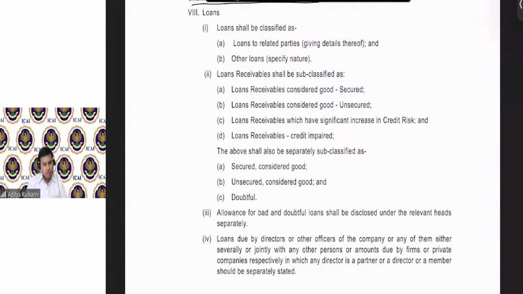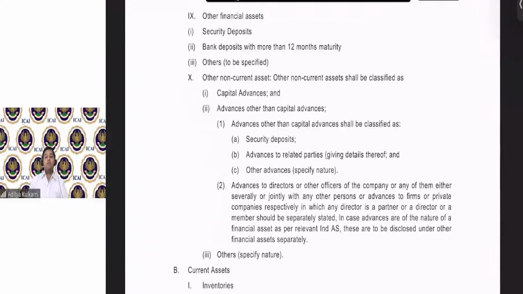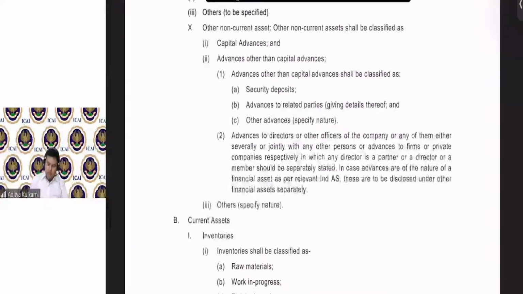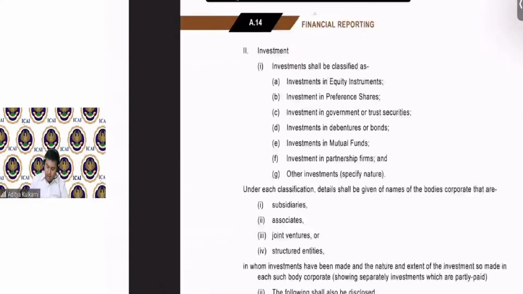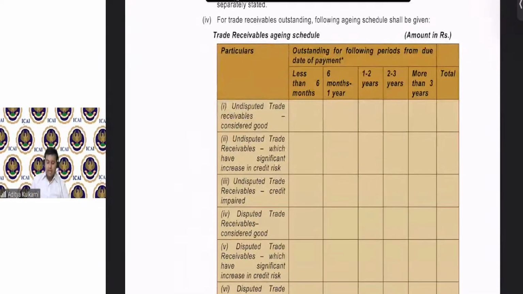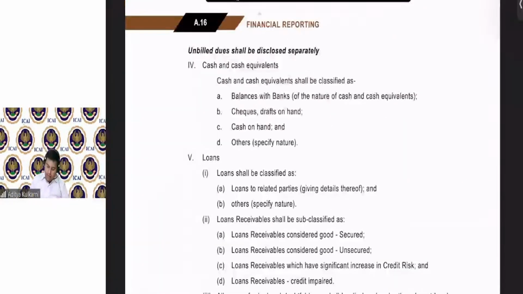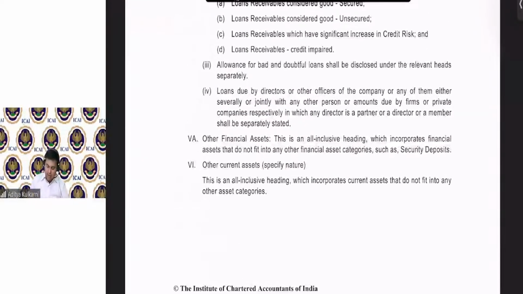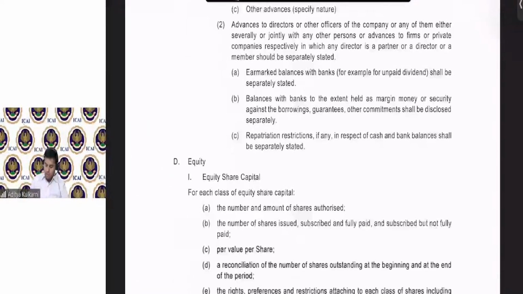Coming to loans, this is the requirement. Okay. I'm just hurrying it up because I want to cover the other more important parts of today's discussion. Okay. So anyways, this is other financial assets, current assets, all the categorizations that you are going to do. Again, in your current assets, you will disclose trade receivables aging in the same manner. And cash and cash equivalents, other financial assets, other current assets, all of them you will disclose separately.